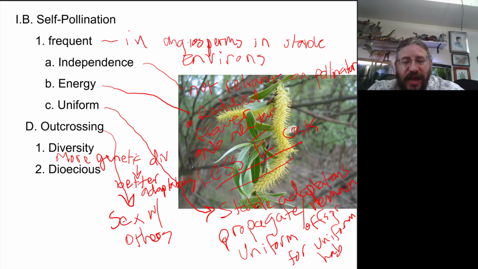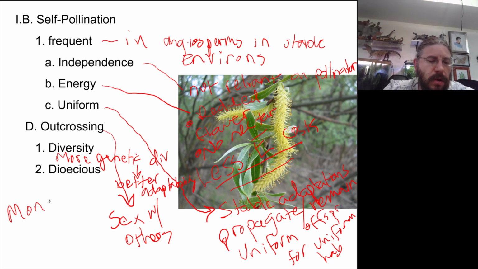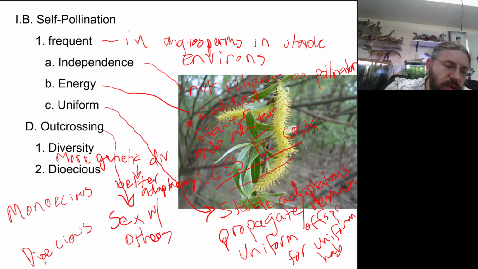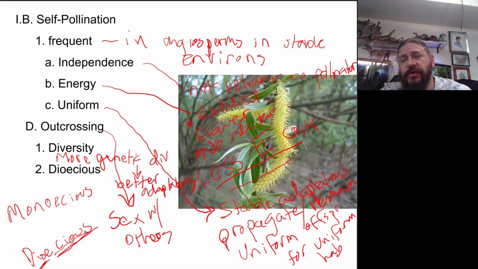So when we talk about plants that can outcross, we can talk about monoecious versus dioecious plants. Monoecious. Dioecious. What is dioecious? Well, basically, two, and ecious, I expect you all already know what the suffix ecious refers to. So I'll just leave it here. No need to explain any further.